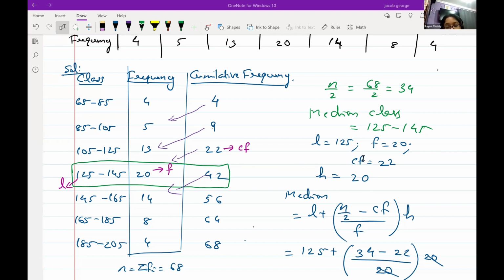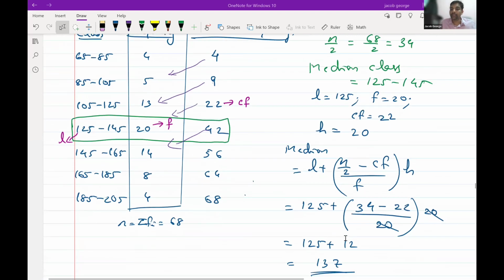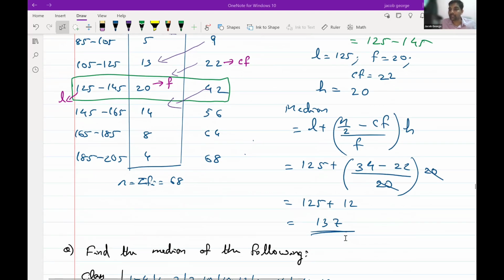Then the median formula is L plus (n by 2 minus CF) by f into h. Then we substitute in that formula and simplify, and you will get the answer. Like this, we get the answer. The answer here is 137. Everybody got it clear?